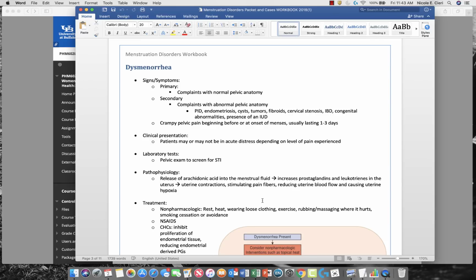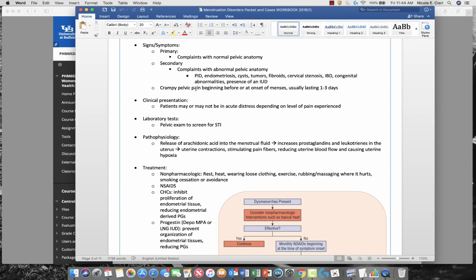Fourth is dysmenorrhea. This is when patients are complaining of a difficult or painful period. So it can be, again, either primary or secondary. So primary is when they complain of these symptoms with normal pelvic anatomy, and secondary is if they have something else going on, some abnormal thing, pelvic inflammatory disease, endometriosis, cysts, tumors, fibroids, anything that could be causing pain and cramping.